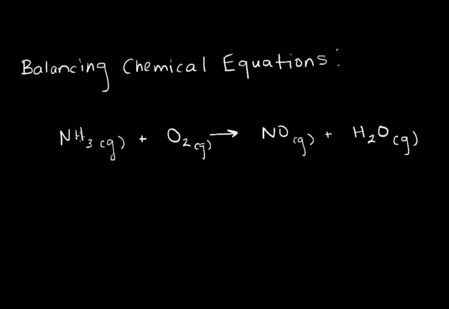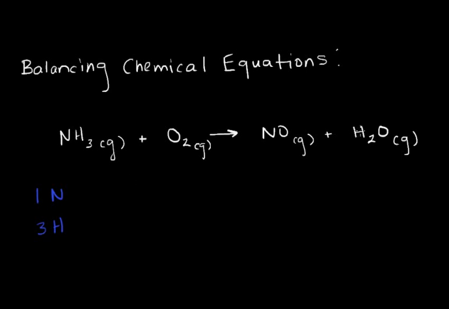So let's begin with ammonia right here and just count up what kind of atoms we have. Well, we've got one nitrogen right here, and 3 hydrogens. Now let's see if we have the same number over here. Well, we've got 1 nitrogen in this NO, so that works. We've got a check mark there.